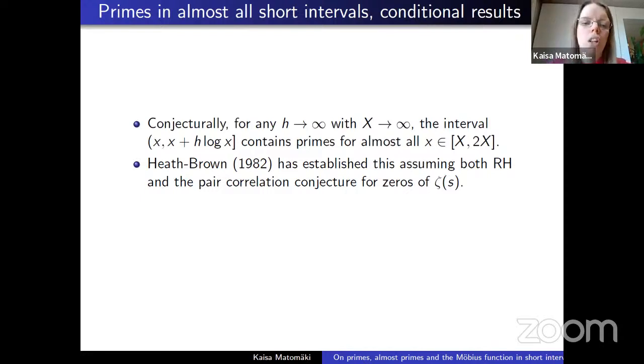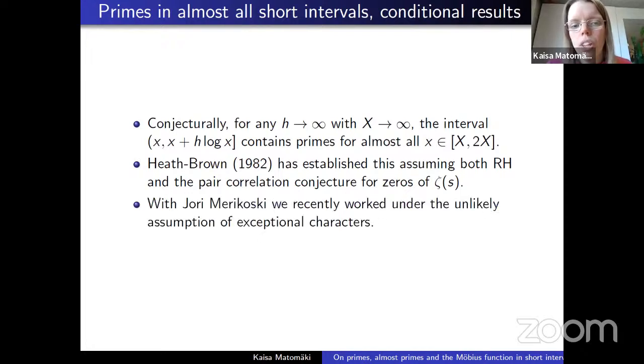I'm not sure here. But anyway, Heath-Brown has shown that if, in addition to the Riemann hypothesis, one assumes the pair correlation conjecture for the zeros of zeta, which says that the zeros don't know about each other too much, then one does get this conjecture about primes.